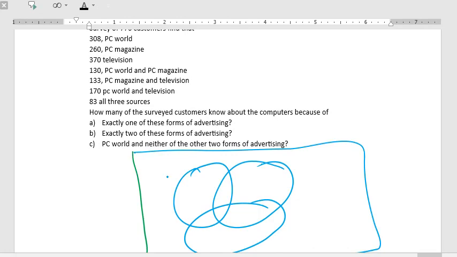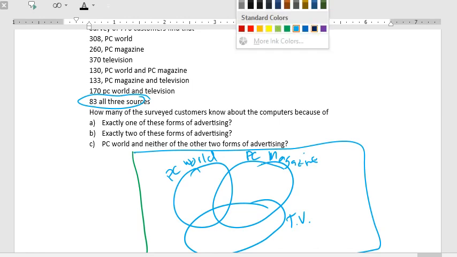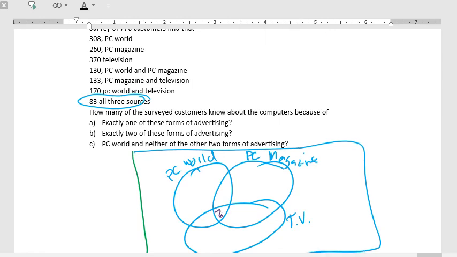So to do this problem, we want to draw our circles. So we have PC World, PC Magazine, and television. You want to start with all three sources. That's going to be 83, so we write that number in the intersection of all three. Then we'll look at PC World and PC Magazine. That's 130 people minus the 83 that also included the TV, so we get 47.